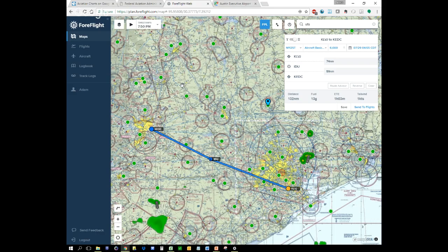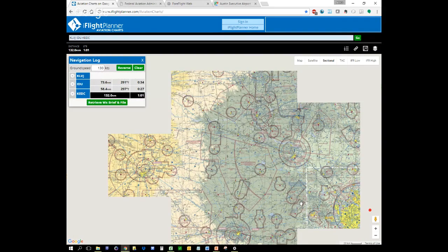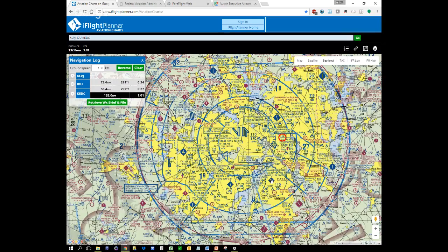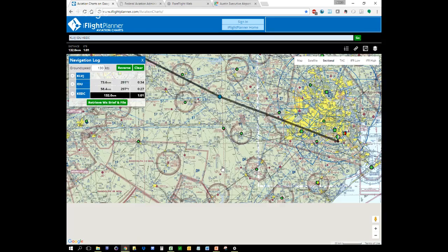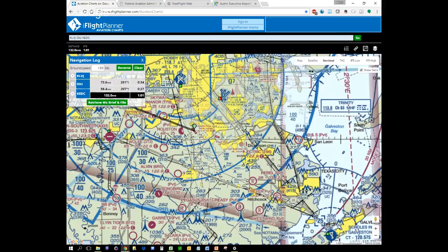And when you look on your sectional, you can get flight service frequencies. So let's say you're departing from Pearland and you want to contact flight service because you want to get a weather report. You just have to look around the map and find the flight service frequency.